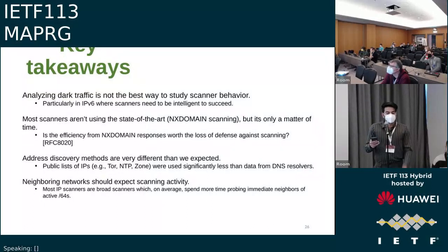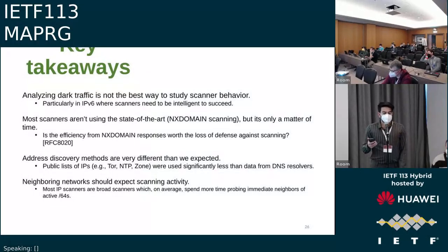And then most scanners aren't really using NX domain scanning, but we think that this is only a matter of time. And one question I pose here is: is the efficiency from NX domain responses worth the loss of defense against scanning? So RFC 8020 was initially introduced to improve the efficiency of caching of DNS trees. So if a side channel gives you some much easier access to scanning, is it really worth it?